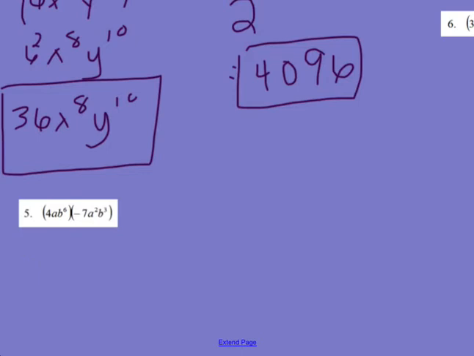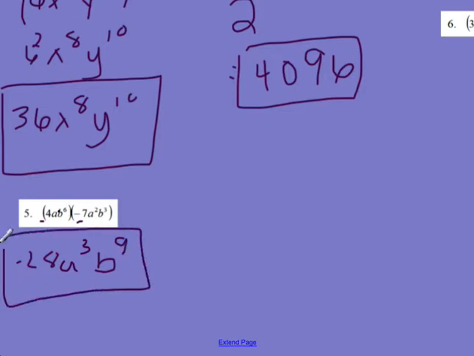So when you're doing problems like number 5, you're going to multiply your coefficients, or those numbers that are on the outside, and then you are going to add your exponents. So 4 times -7 is -28. A to the first times a squared is a cubed. B to the 6th times B to the 3rd, you're going to add those together and you get B to the 9th. Now A and B cannot be added together, so that's your final answer.